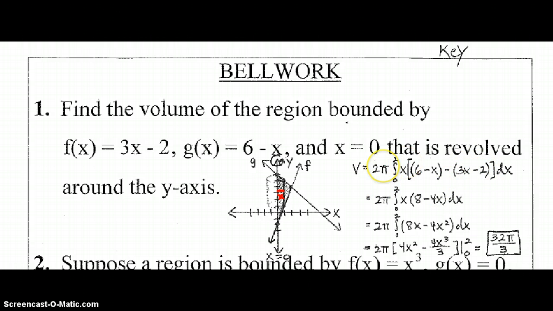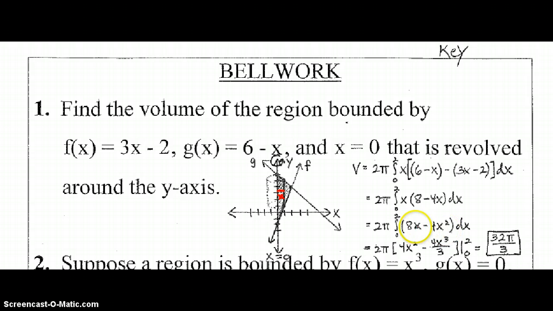This question could be calculator or non-calculator. I treated it as a non-calculator question. So 6 minus x, distribute the negative here, so you end up getting negative x minus 3x is negative 4x. 6 minus a negative 2 is really 6 plus 2. So we've got 8 minus 4x for our height. When we distribute the radius of x, we get 8x minus 4x squared. So here's the function we're going to integrate.